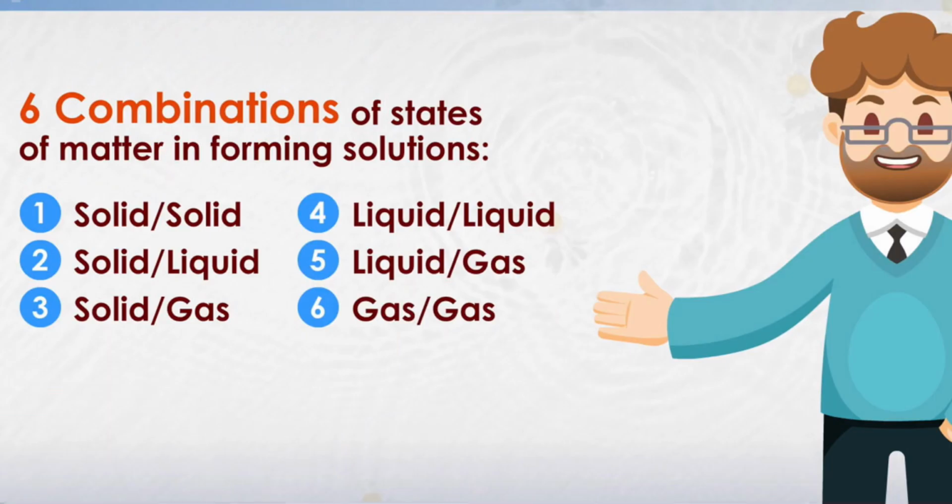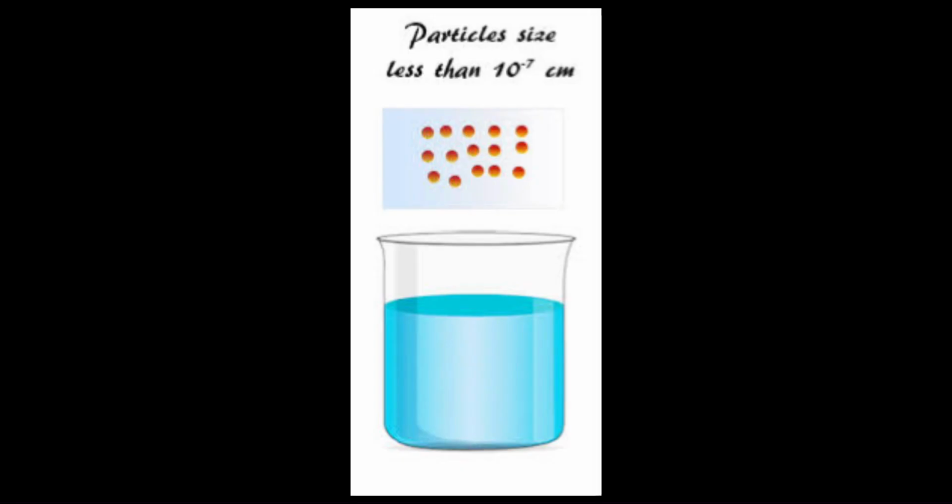Many different kinds of solutions exist. For example, the solute can be gas, liquid, or solid, and the solvents can be gases, liquids, or solids. As we can see, there are 6 combinations of states of matter in forming solutions: solid-solid, liquid-liquid, solid-liquid, liquid-gas, solid-gas, and gas-gas solutions.